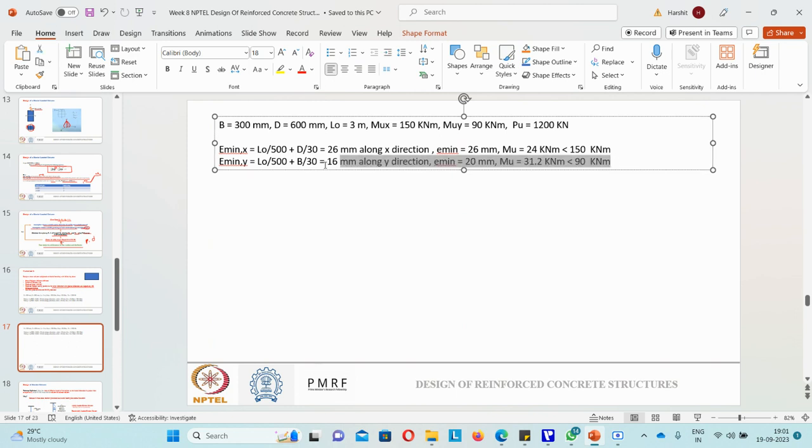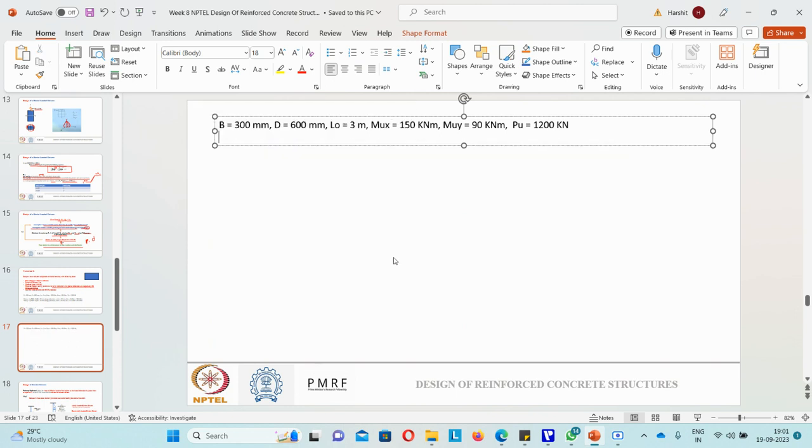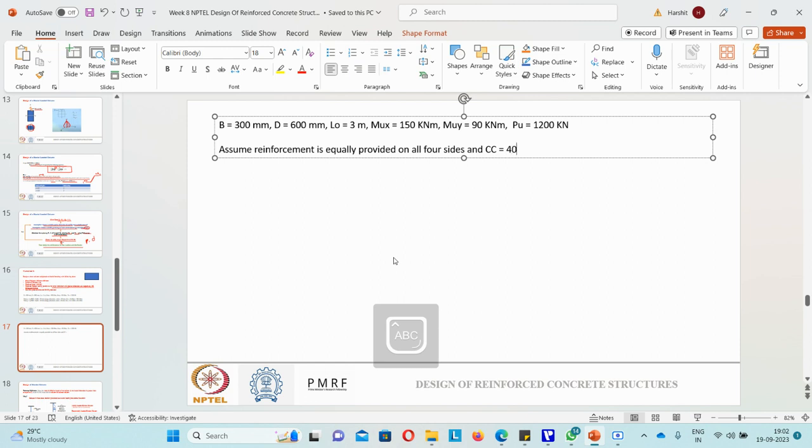So we have confirmed what moment we need to design for. Okay, now I won't go in the same manner that I did in the last question, with PU first calculating and then checking for MU, because now we know the importance of MU. So directly I'm skipping that part and moving to the second part. So let's assume reinforcement is equally provided on all four sides, and CC is equal to 40 mm.